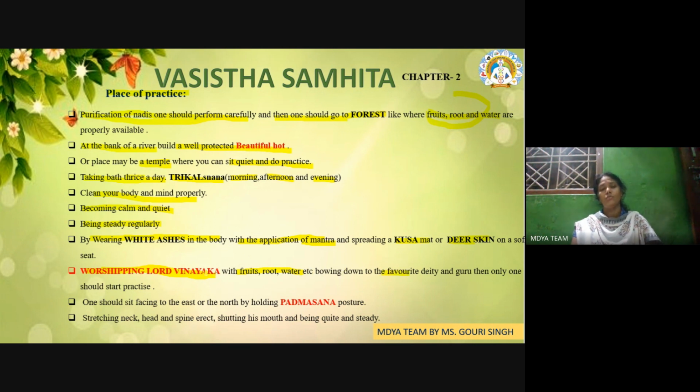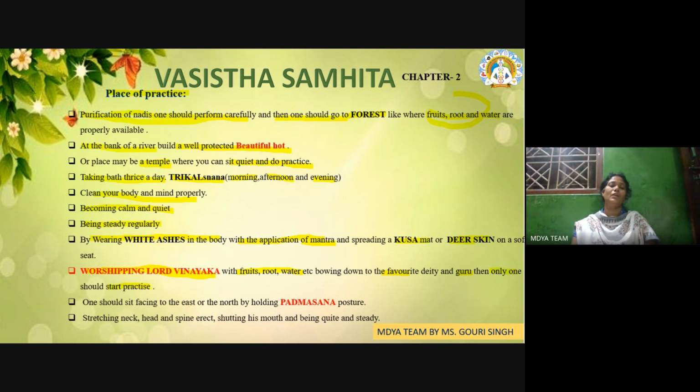So you have to take that fruit, root, and water, etc., and on the favorable date you pray, first to Vinayak, means Lord Vinayak. Then you have to go to your favorite deity, whom you believe, the God. You have to pray to that God also. And lastly, you have to remember your Guru. Then only one should start practice.